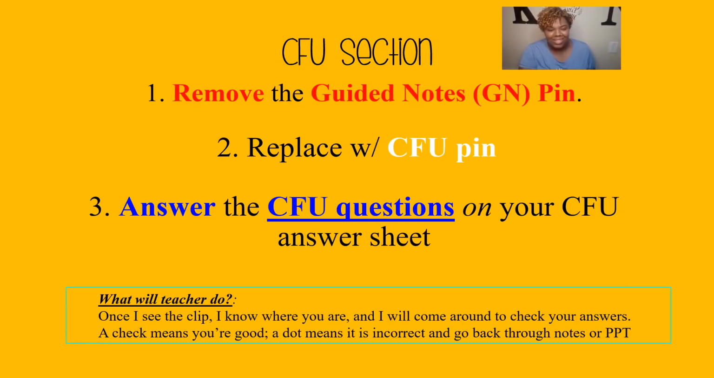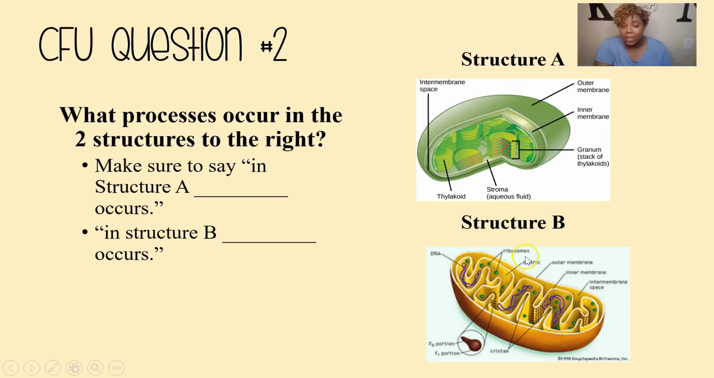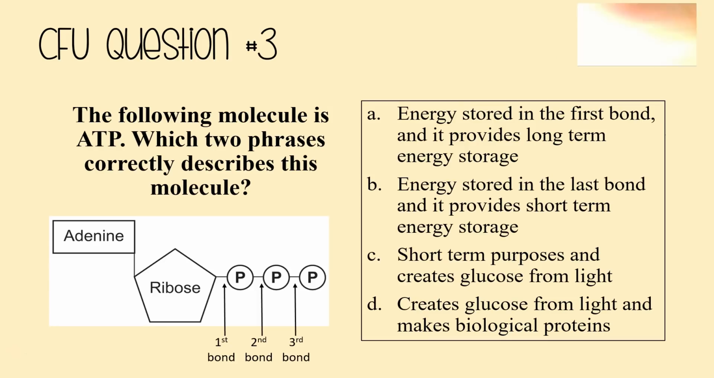All right, ready for another question? I know you're like, what, another question? Another question. What processes occur in the two structures to the right? So here's structure A, here's structure B. What occurs here? And write it exactly like this. Go ahead and begin now. All right, next question. The following molecule is ATP. Which two phrases correctly describe this molecule? Go ahead and begin now.